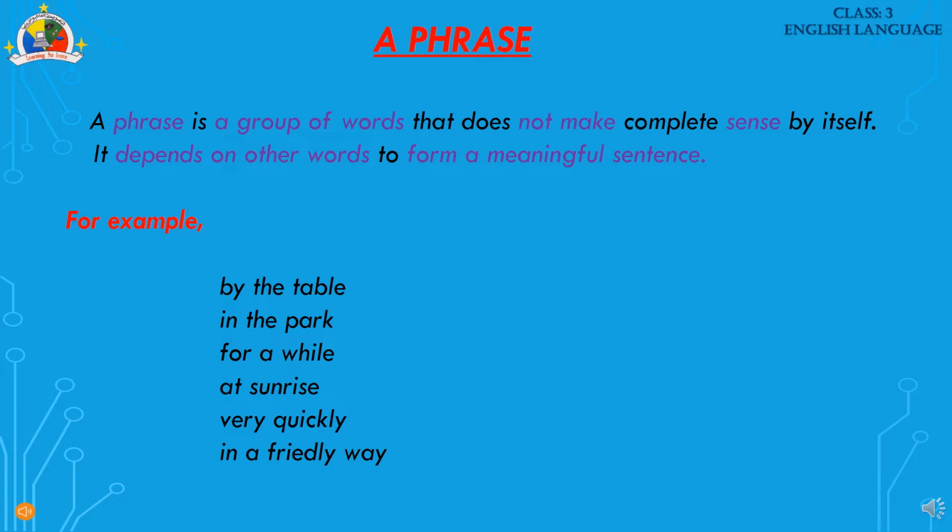Now let us define phrases. A phrase is a group of words that does not make a complete sense by itself. It depends on other words to form a meaningful sentence. For instance, by the table, in the park, for a while, at sunrise, very quickly, in a friendly way. These are such group of words that do not make complete sense on their own, so they are known as phrases.